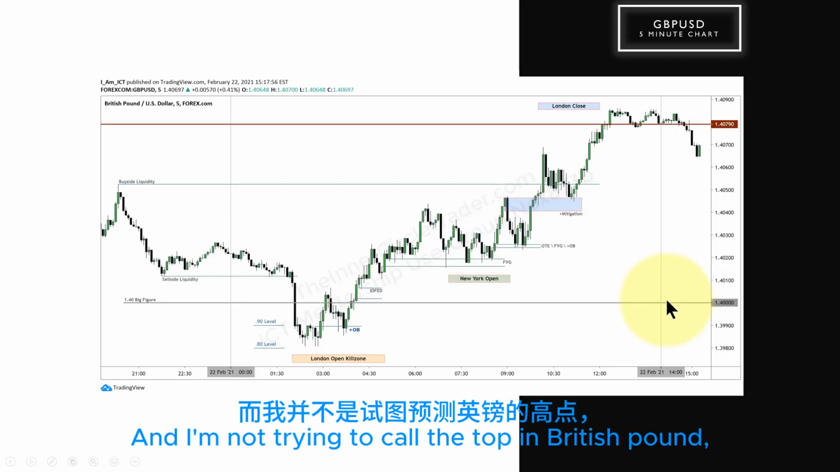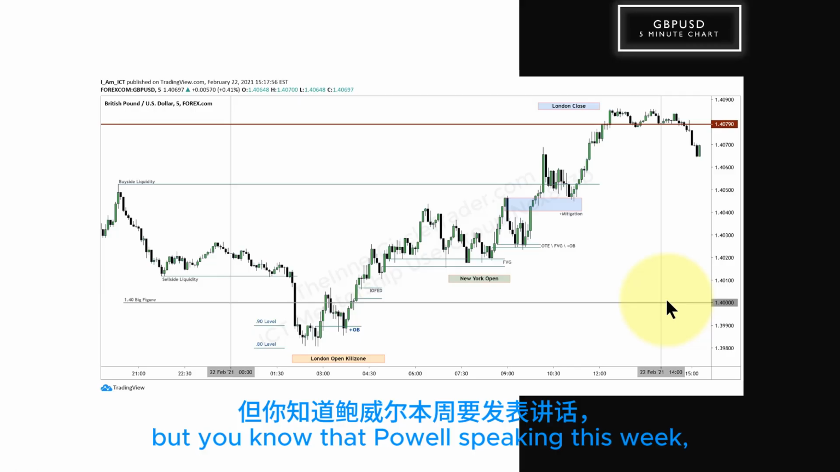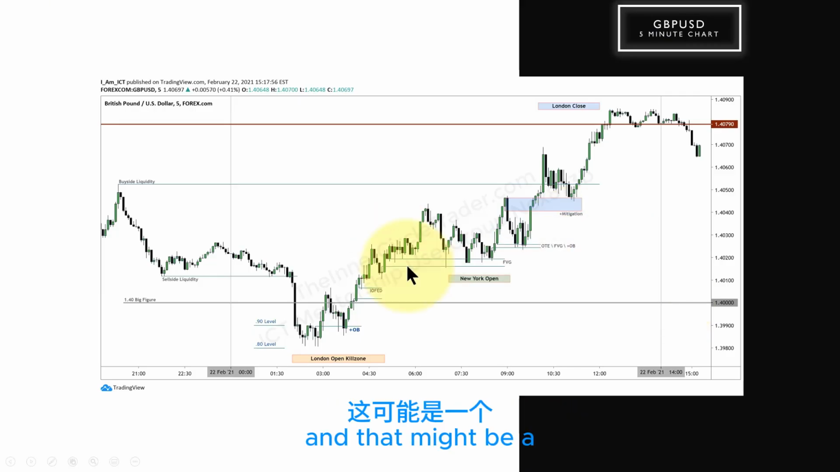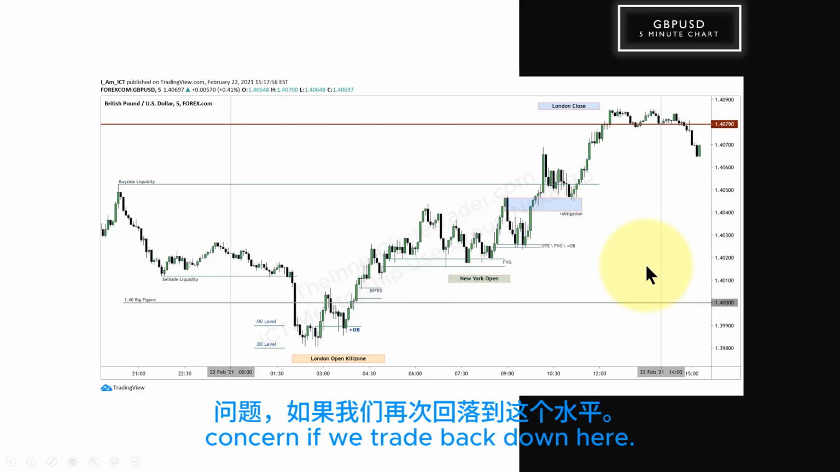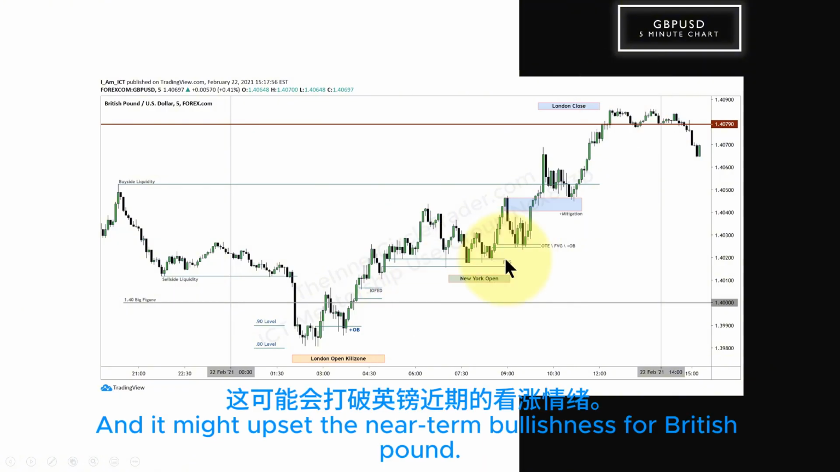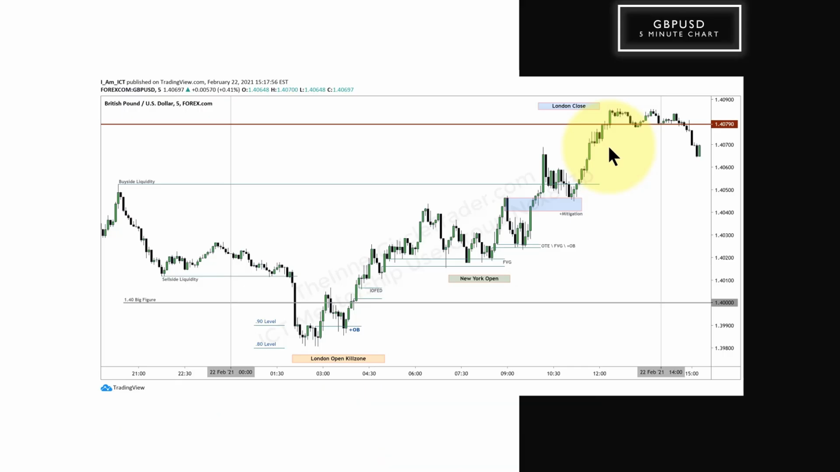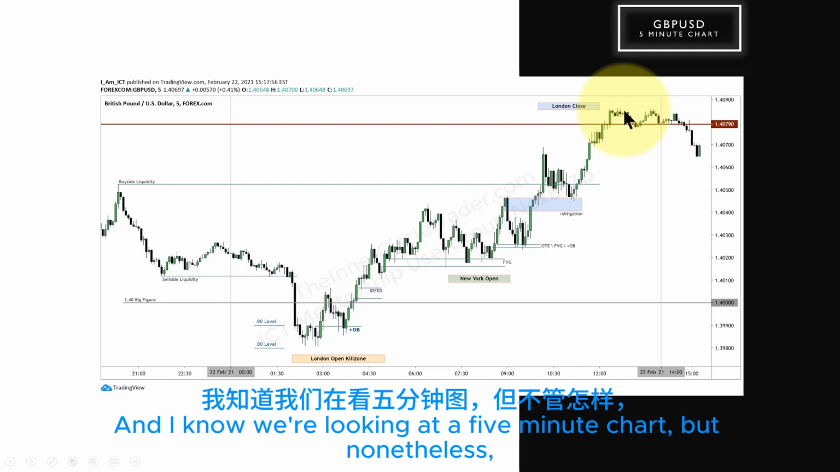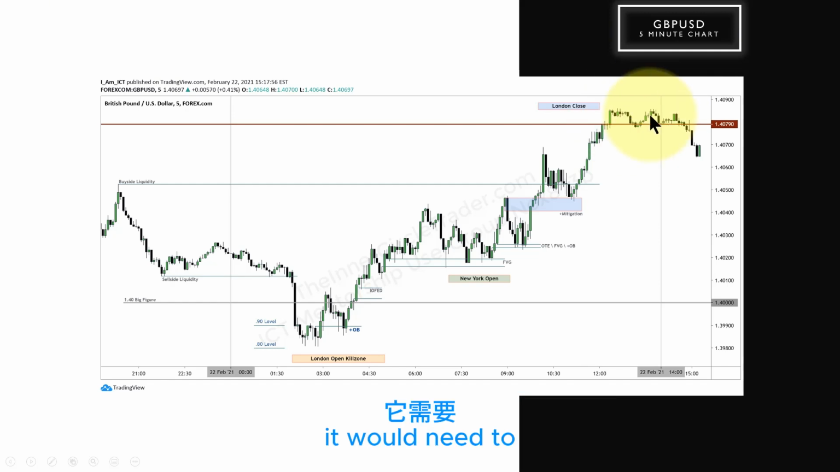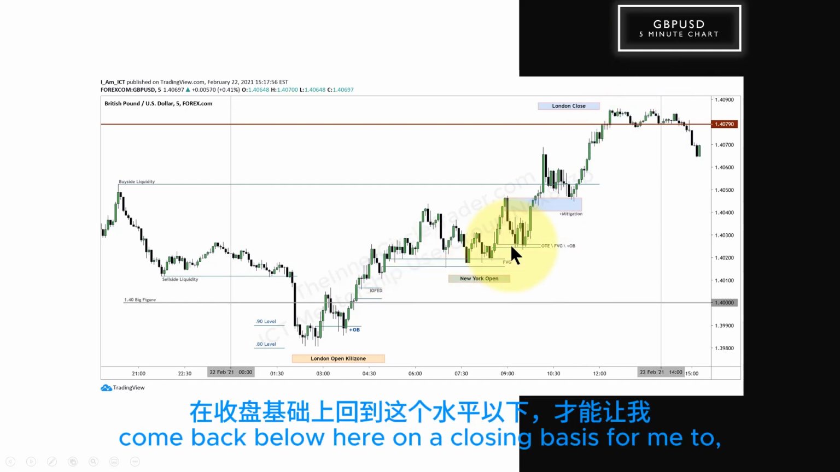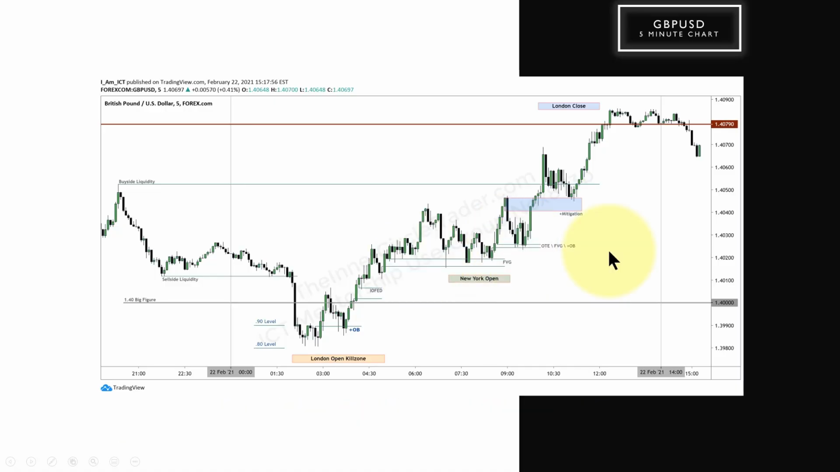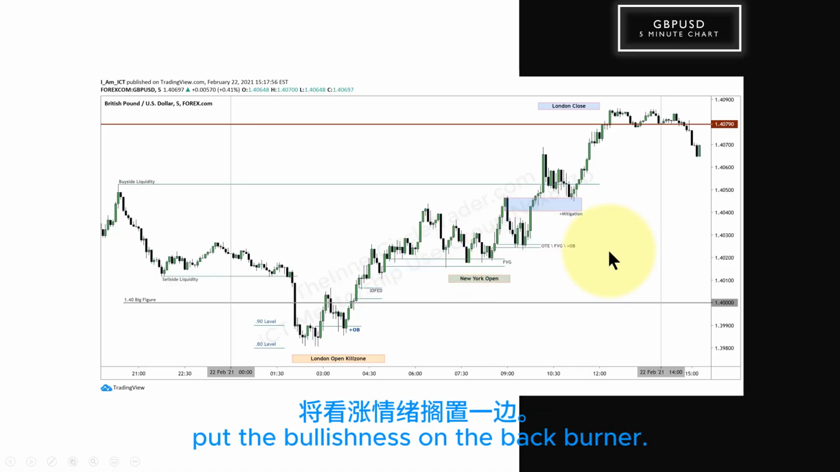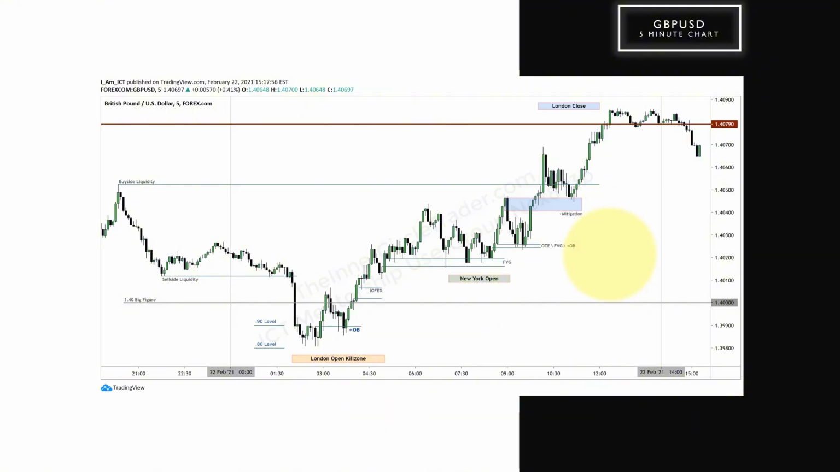And I'm not trying to call the top in British pound, but you know that Powell's speaking this week, and that might be a concern if we trade back down here. Okay, and it might upset the near-term bullishness for British pound. We have relative equal highs in here, so that doesn't look like a top to me. And I know we're looking at a 5-minute chart, but nonetheless, it would need to come back below here on a closing basis for me to, at least for this week, put the bullishness on the back burner.